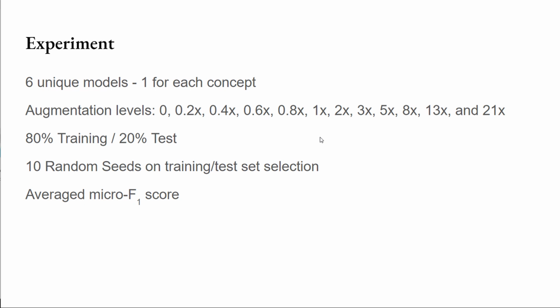We divided the data sets so that we used 80% for training and the remaining 20% for testing. And the experiment was performed 10 times, each time using a different random seed on how to break up the training sets and test sets. We used performance measurement of micro F1 and averaged them over all the different augmentation methods.